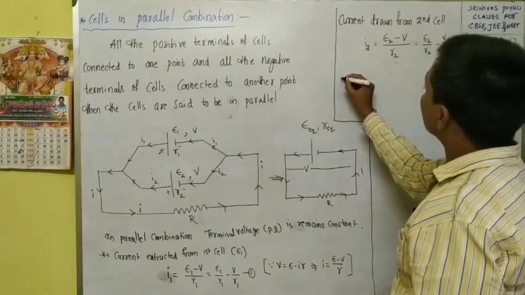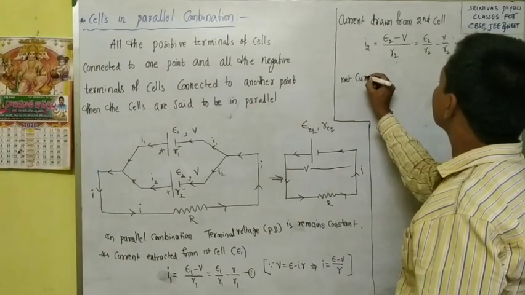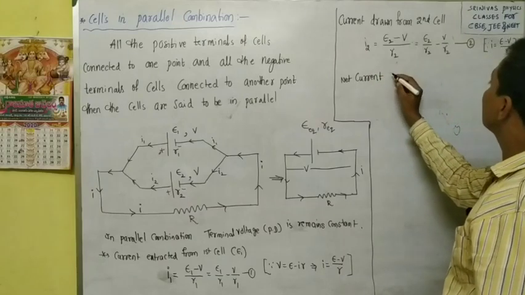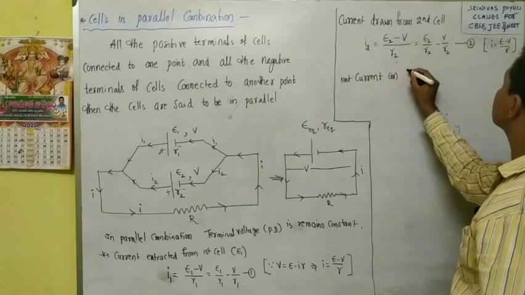And the net current, what do we write for the net current, or the current through the external resistance?